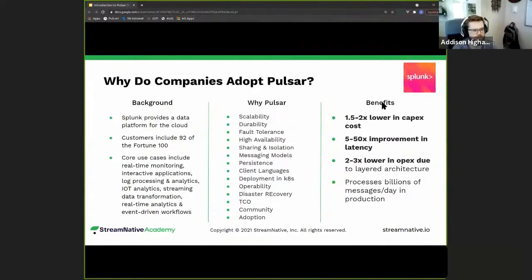And some more reasons there. Splunk at Pulsar Summit 2020 gave a really in-depth talk about all these reasons why that is. But from a high level, it's really about lowering CapEx cost, better latency improvements, as well as lower OpEx due to the layered architecture. Once again, they're processing billions of messages a day. And the presentation given at Pulsar Summit 2020 really digs into lots of different reasons for that.